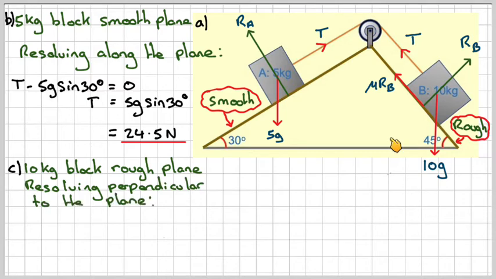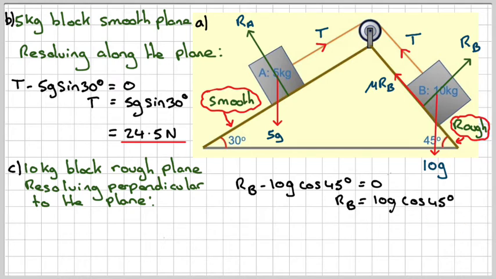So if we first of all resolve this way, we're going to have RB, and then we're going to have this component of the weight, which is going to be 10g cos 45 degrees, and that's equal to 0 because it's in equilibrium. That gives that RB is 10g cos 45. You can either work it out at that stage or leave it for the moment.